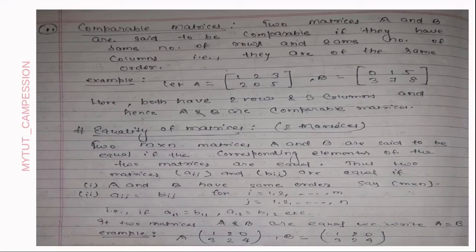then we can say that they are equal matrices. Thus two matrices Aij and Bij are equal if A and B have the same order, say m cross n, and Aij equals Bij for i equal to 1 up to m and j equal to 1 to n. That is, A11 equals B11, A12 equals B12, and so on. If two matrices A and B are equal, we write A equals B.